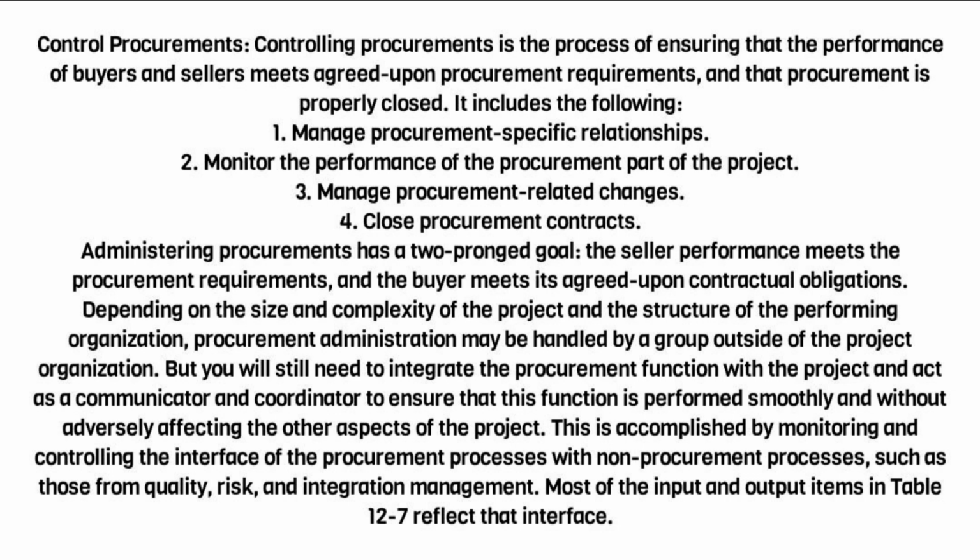Close procurement contracts. Administering procurements has a two-pronged goal: the seller performance meets the procurement requirements, and the buyer meets its agreed-upon contractual obligations. Depending on the size and complexity of the project and the structure of the performing organization, procurement administration may be handled by a group outside of the project organization. But you will still need to integrate the procurement function with the project and act as a communicator and coordinator to ensure that this function is performed smoothly and without adversely affecting the other aspects of the project.